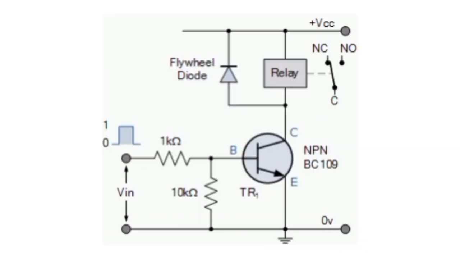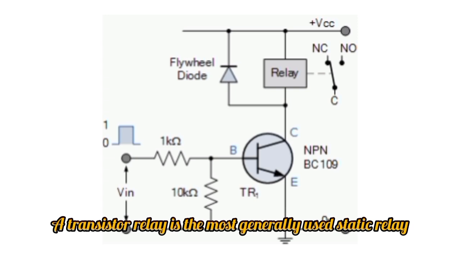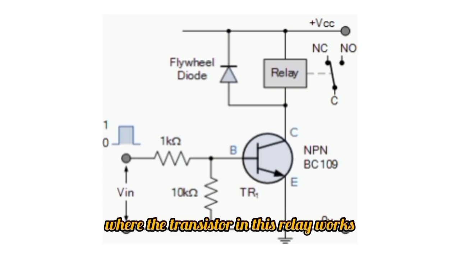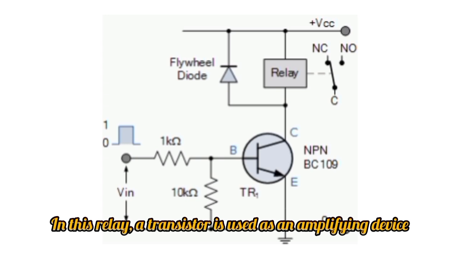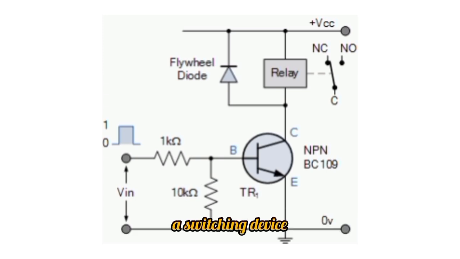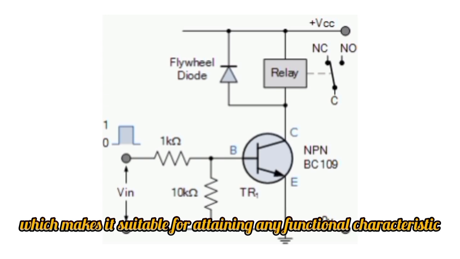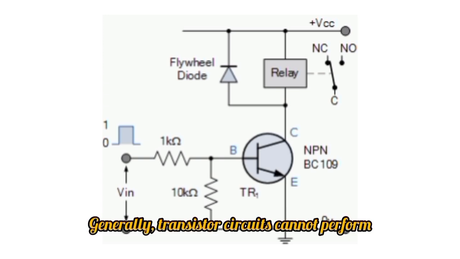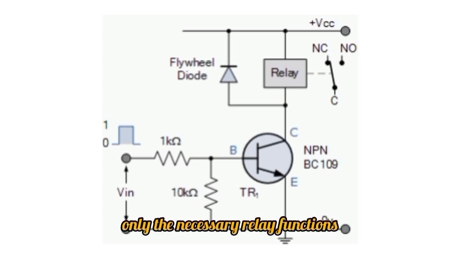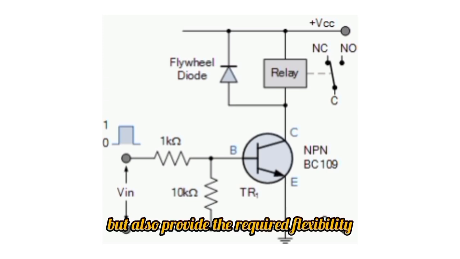Transistor relay. A transistor relay is the most generally used static relay, where the transistor in this relay works like a triode to overcome the limitations caused by the electronic valves. In this relay, a transistor is used as an amplifying device and a switching device, which makes it suitable for attaining any functional characteristic. Generally, transistor circuits can perform not only the necessary relay functions, but also provide the required flexibility.